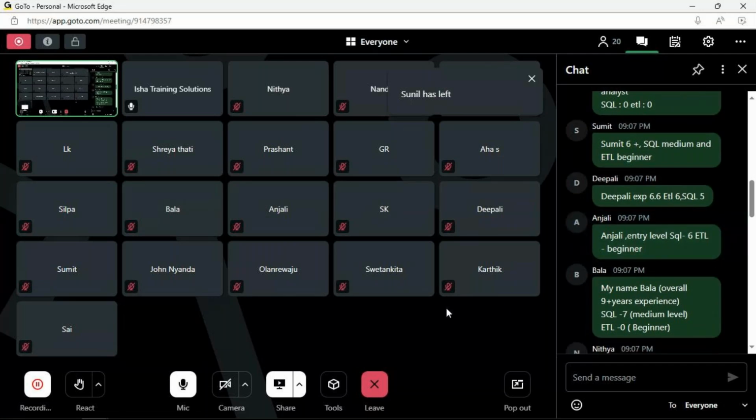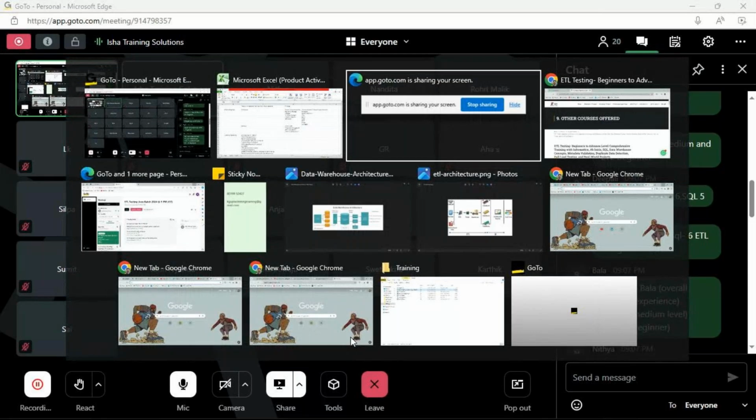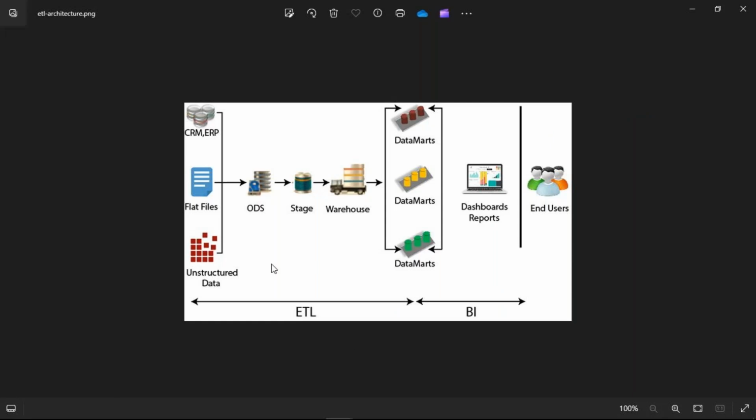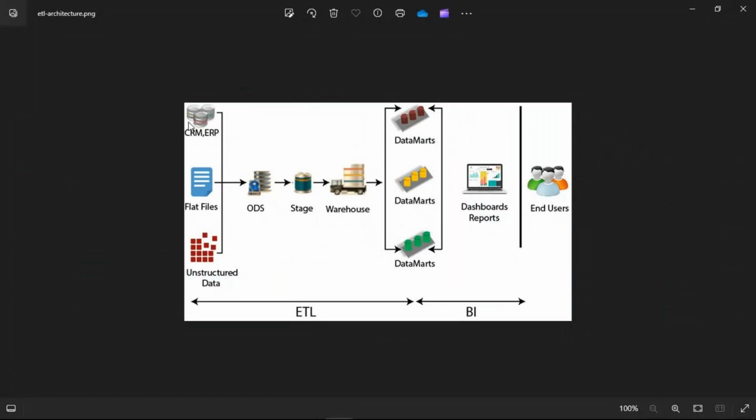Okay, then we'll start with our first session today for ETL testing. What is ETL testing and what a data warehouse looks like, so that we get to know more about it. Are you guys able to see that screen? Are you guys able to see that image? Yes, thanks, Rohit. So this is the ETL process architecture.